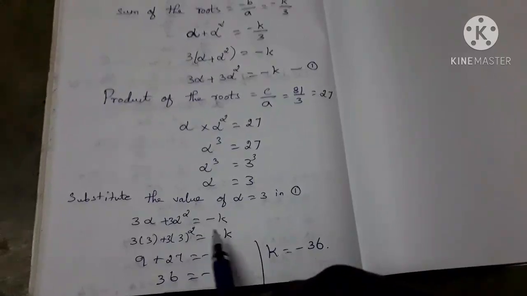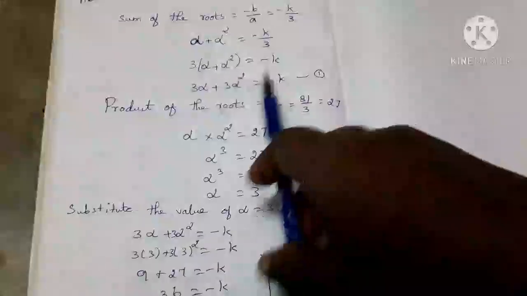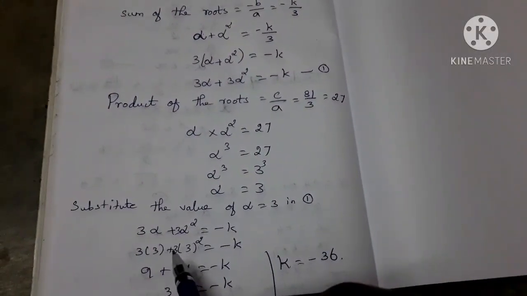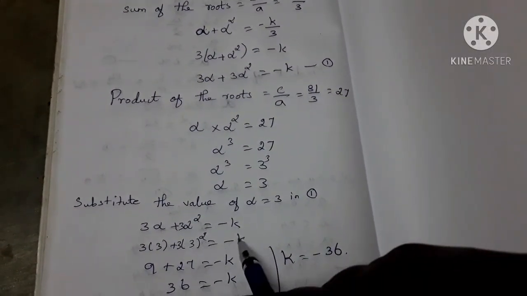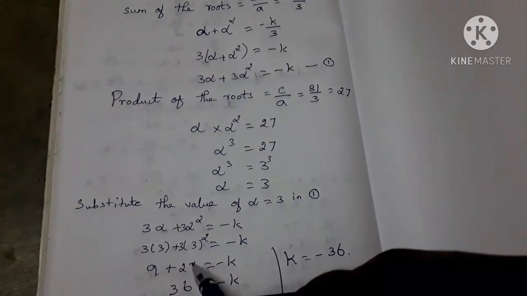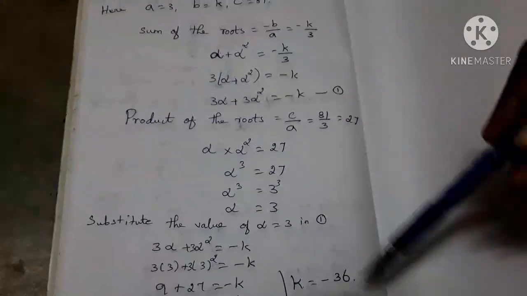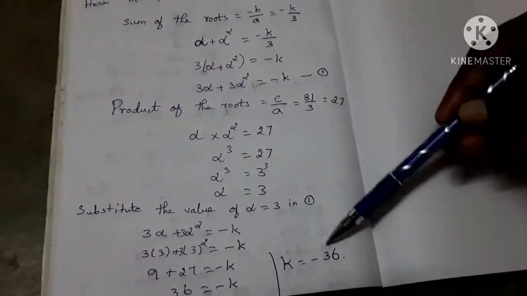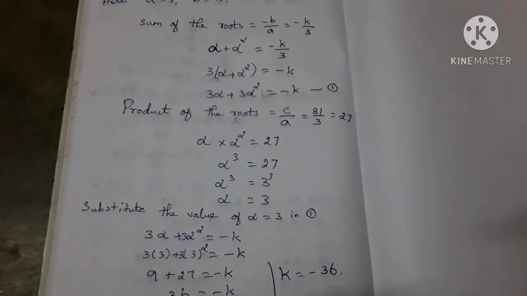So when alpha is equal to 3, we have to find the value of k. We have to substitute in equation 1. So 3 into 3 plus 3 into 3 square is equal to minus k. 3 3s are 9, 9 3s are 27. It is minus k is equal to 36. K is equal to minus 36. So the value of k is minus 36.